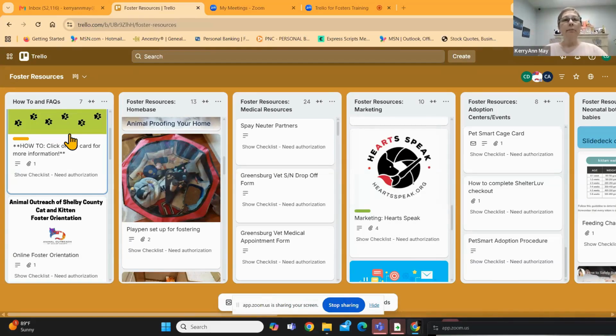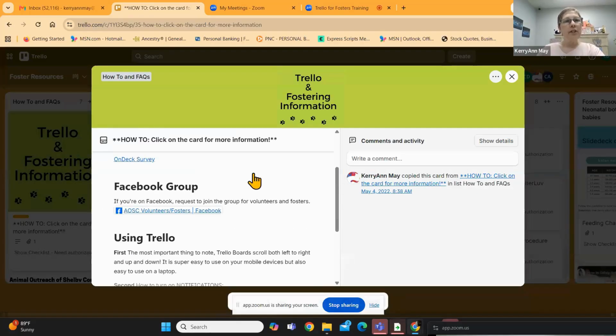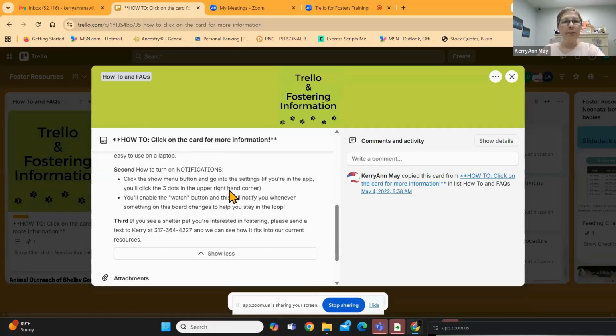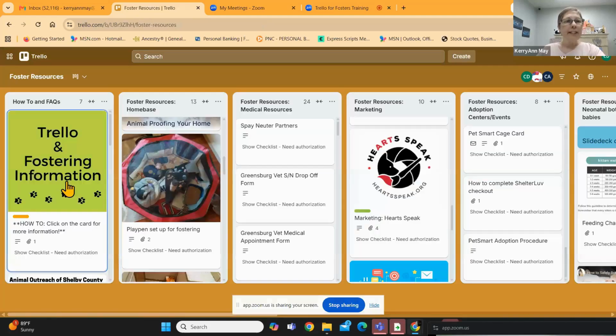And each column has cards. You can click on a card and it'll open it up and bring you to some more information. So we will start in the left-hand column, and this assumes that you're learning Trello for the first time. You can go in here and it has an on-deck survey. We don't really use the Facebook group anymore, so you can ignore that. But then it also has a primer on how to use the Trello board. Then we can go to the next item.